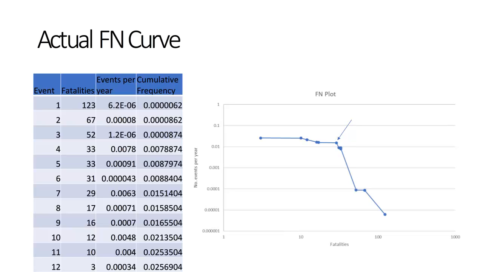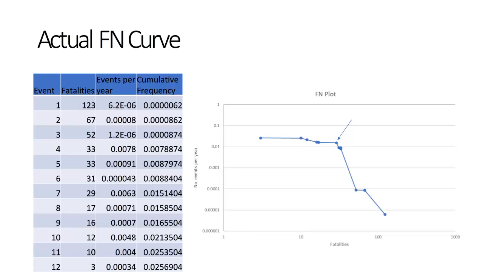So take a look at this breakpoint. It corresponds to 29 fatalities, and the curve in the table tells us there's a 1.5% chance there will be 29 fatalities or more this year. An FN curve like this characterizes actual societal risk objectively.